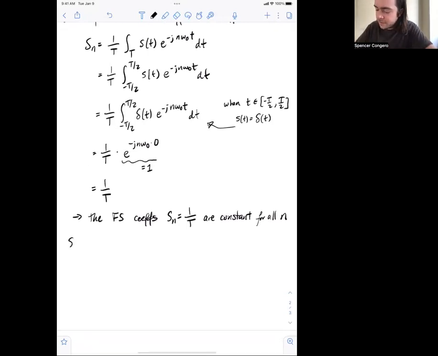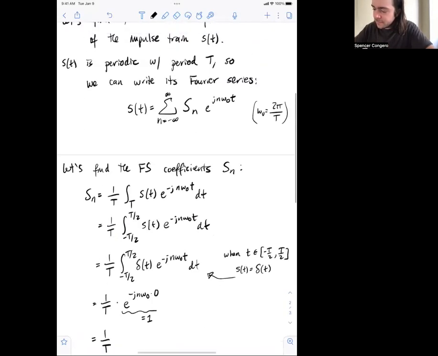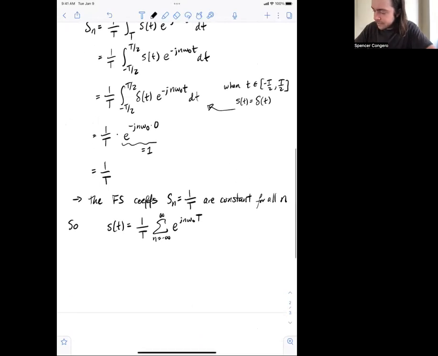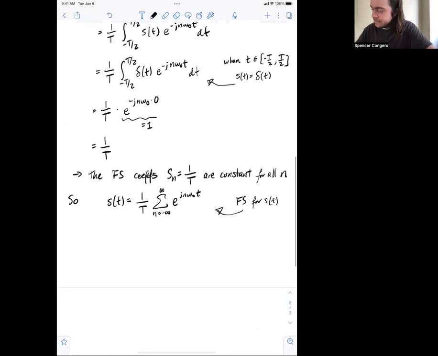Okay, so what does that mean that the Fourier series of s looks like? Well, all we have to do is plug in for s sub n, and we're just going to plug in 1 over T everywhere. So I just get 1 over T times the sum of these exponentials, or sorry, little t. Okay, this is the Fourier series for s of t. We just plugged in for the coefficients.